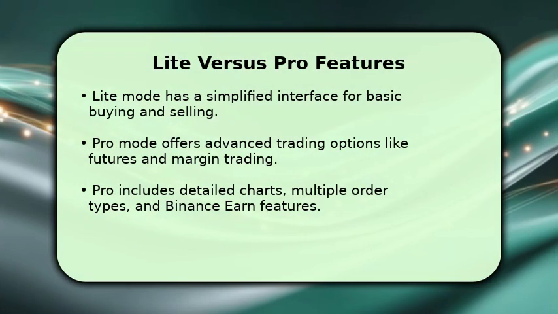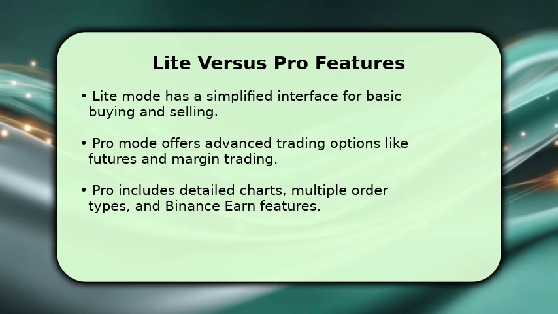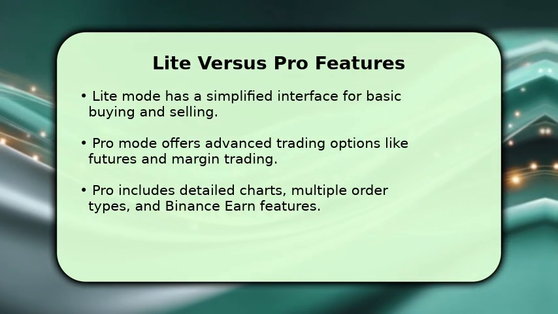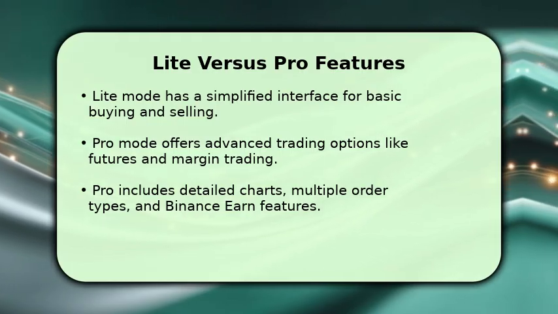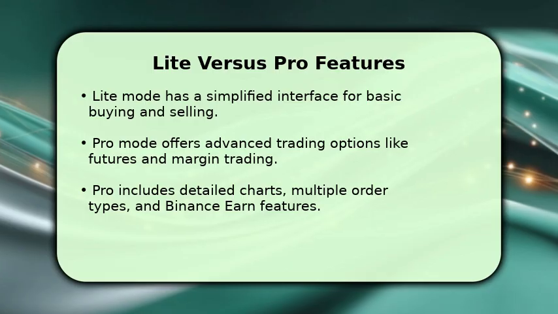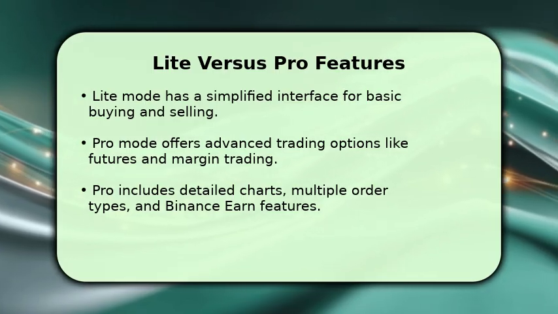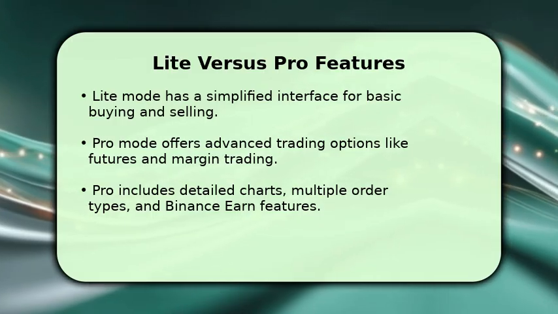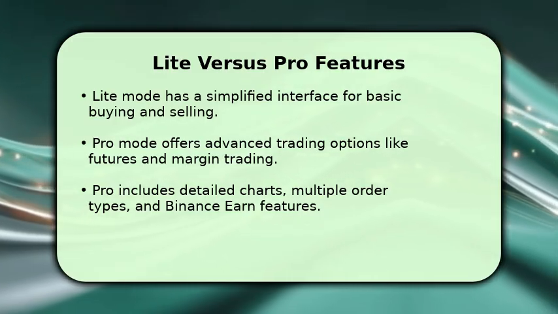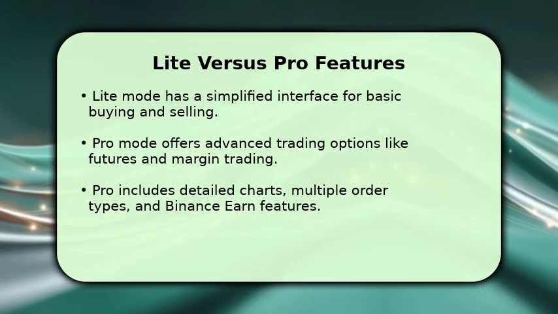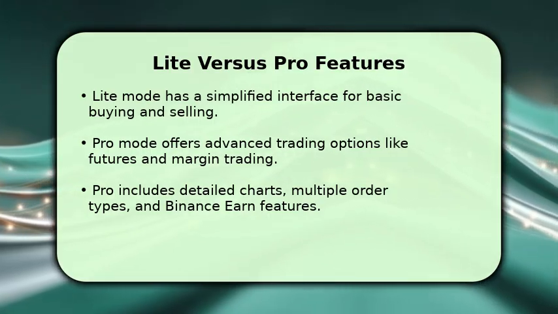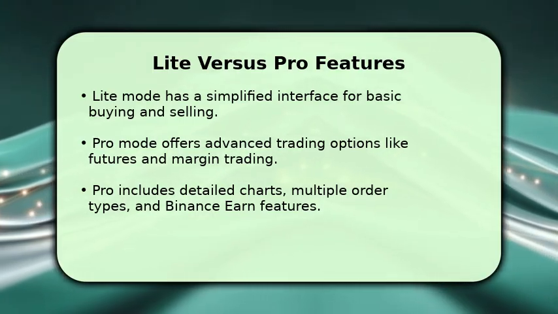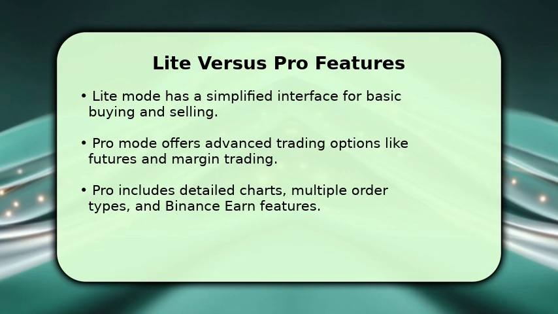The main difference lies in functionality and interface. Binance Lite provides a clean, user-friendly dashboard, perfect for quick transactions and checking basic cryptocurrency prices. In contrast, Binance Pro is designed for experienced users, offering a powerful and advanced trading interface. It includes features like spot, margin, options, and futures trading, along with detailed real-time charts and a wide array of order types. Pro also gives you access to Binance Earn and P2P trading.